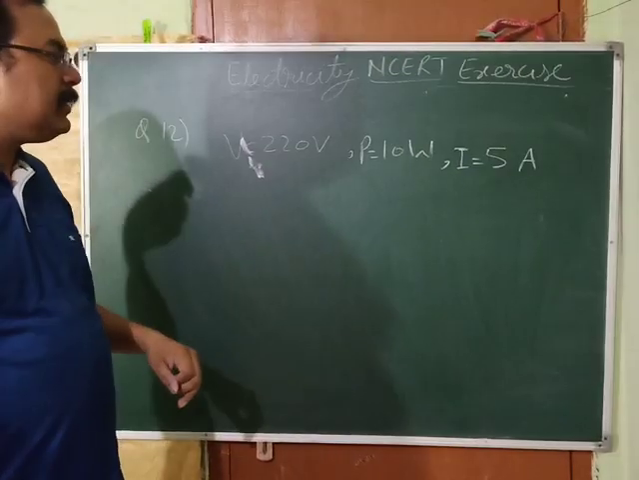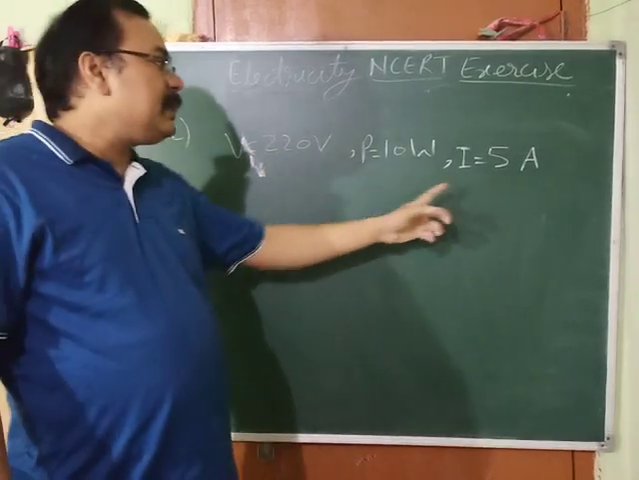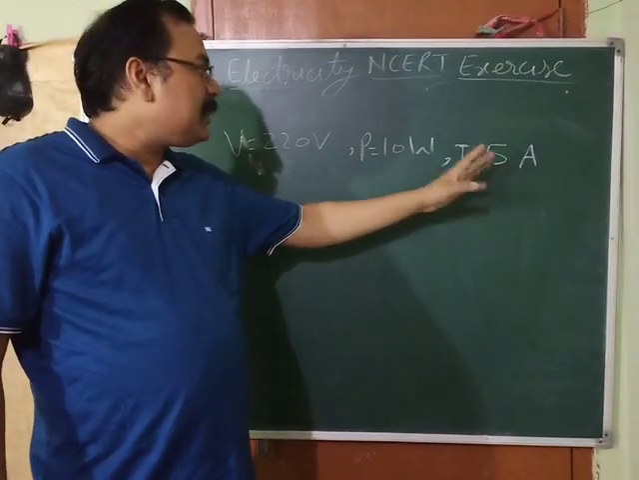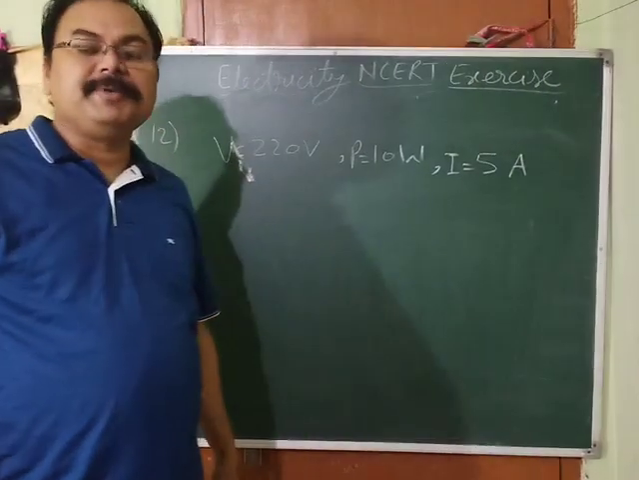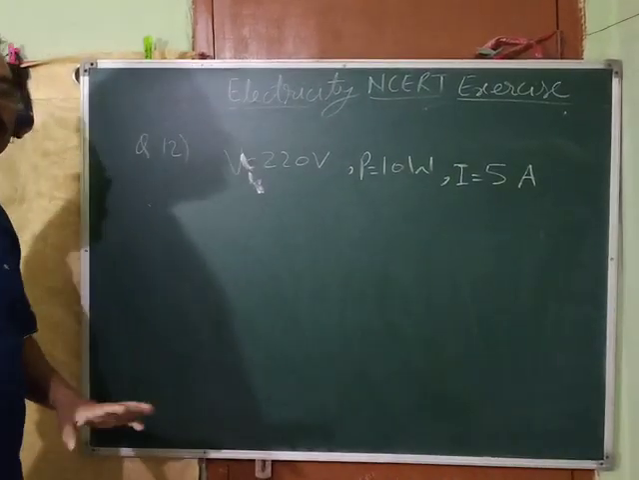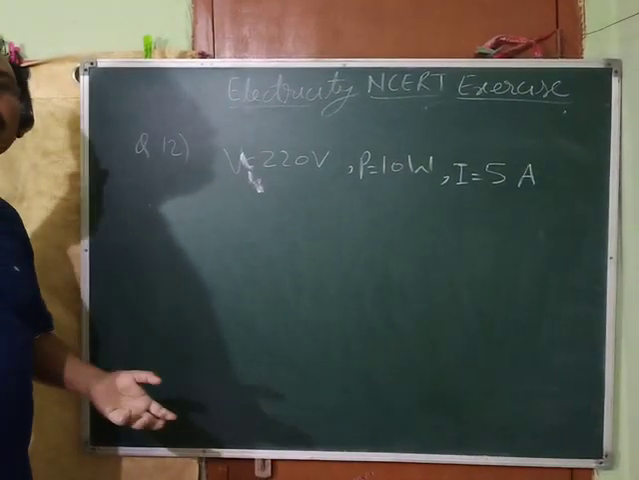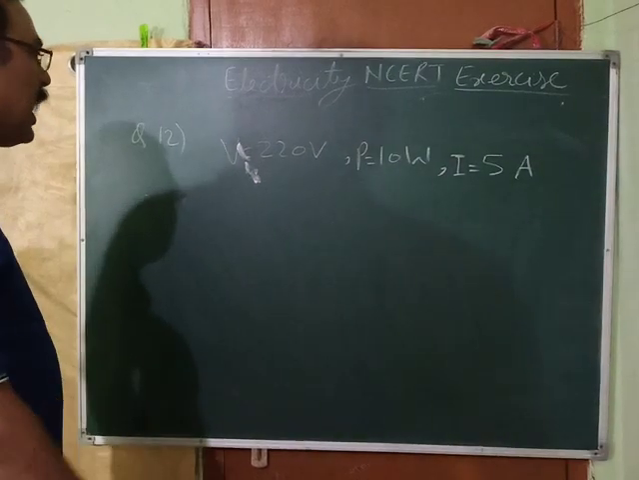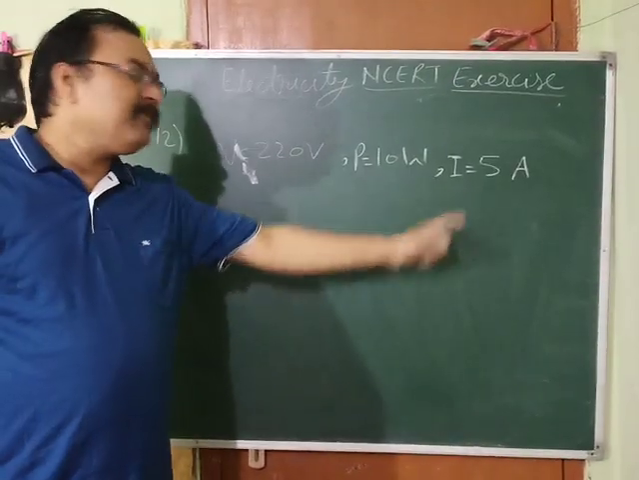But the condition is that the maximum current which can be taken from this supply is 5 ampere. Okay. So now the question is how many bulbs you can connect in parallel? So that means here the current is given.